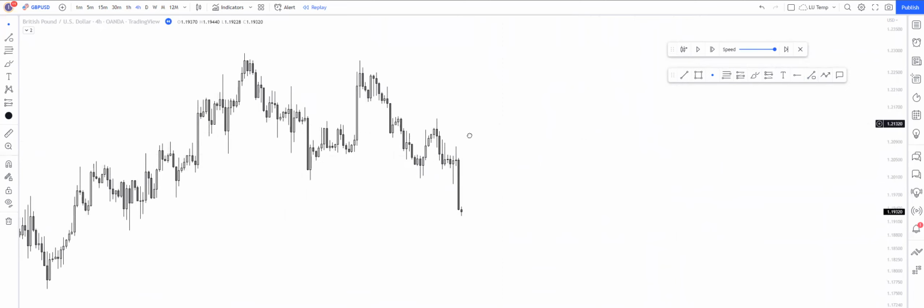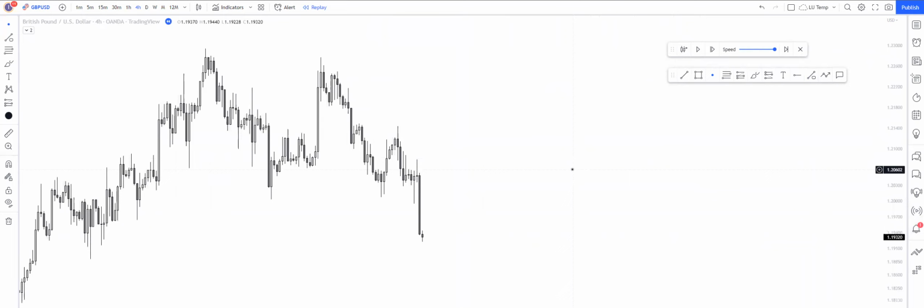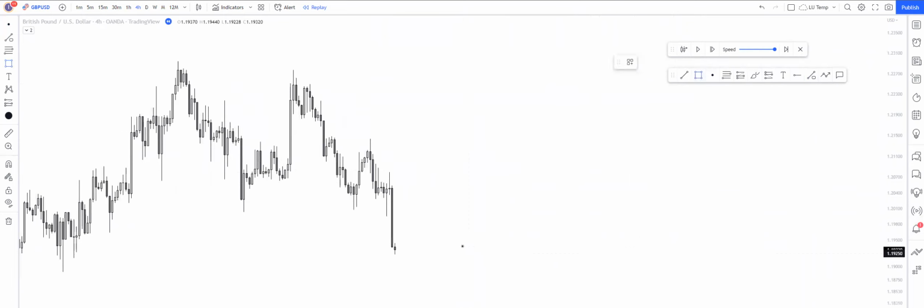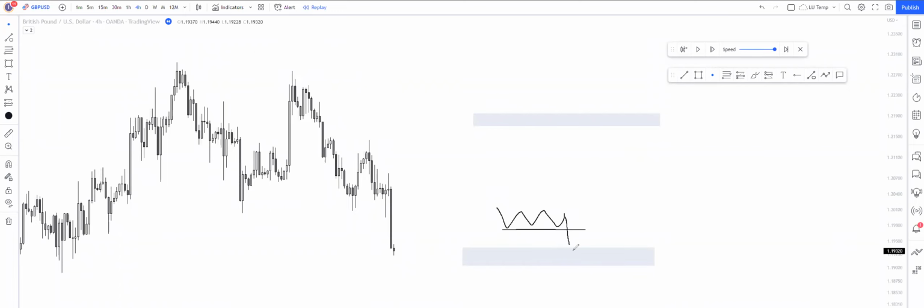So there's a few rules. We need liquidity above or below a POI. That's a must. So liquidity needs to be there to make it a valid point of interest for us.